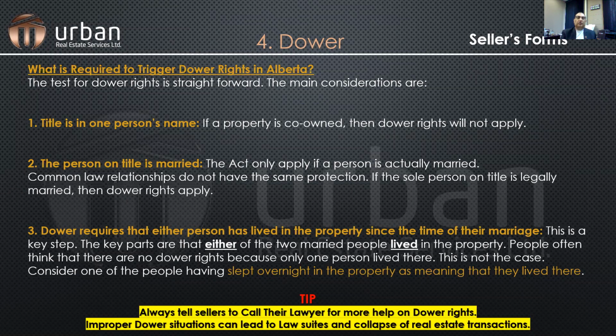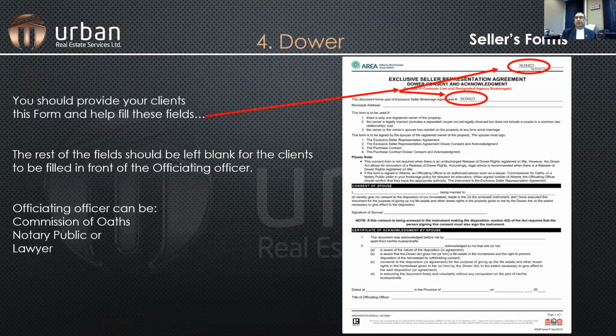A dower form is a very simple form. You look at this form. This is available. It's just a one-page form, and you don't have to fill too many fields. This is the form. You just find out if the dower could be an issue. And if the seller says yes, it could be, then you just provide them as a service this form and tell them to get it filled in front of a commissioner of oath or a notary public or a lawyer.